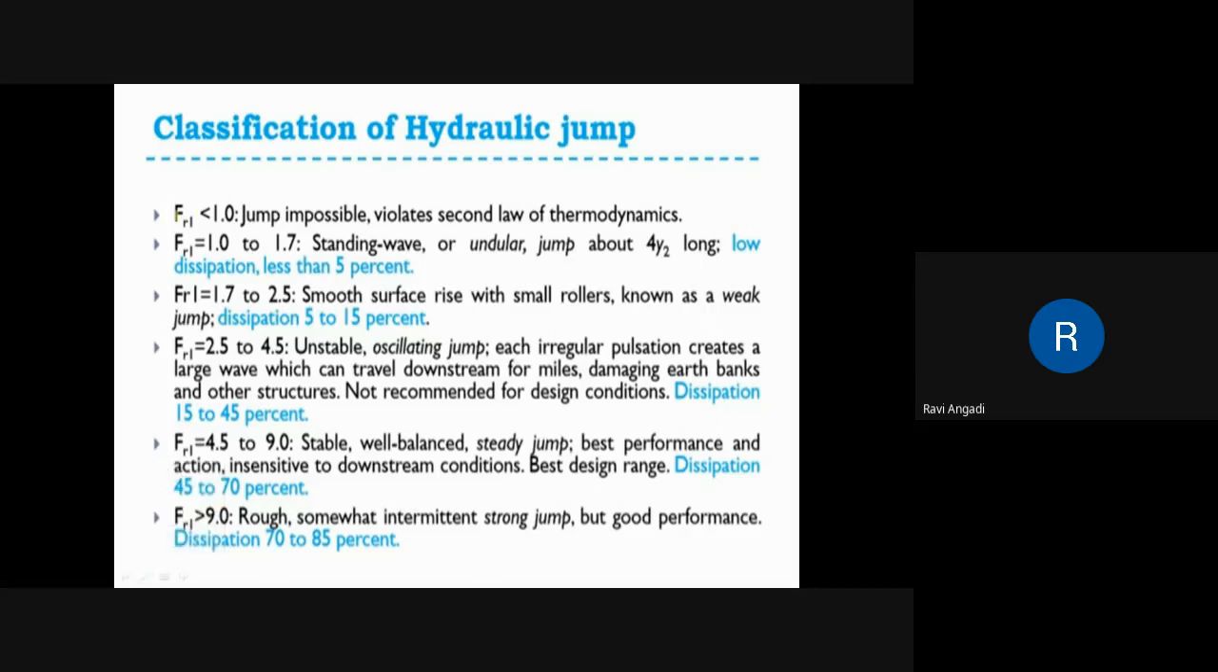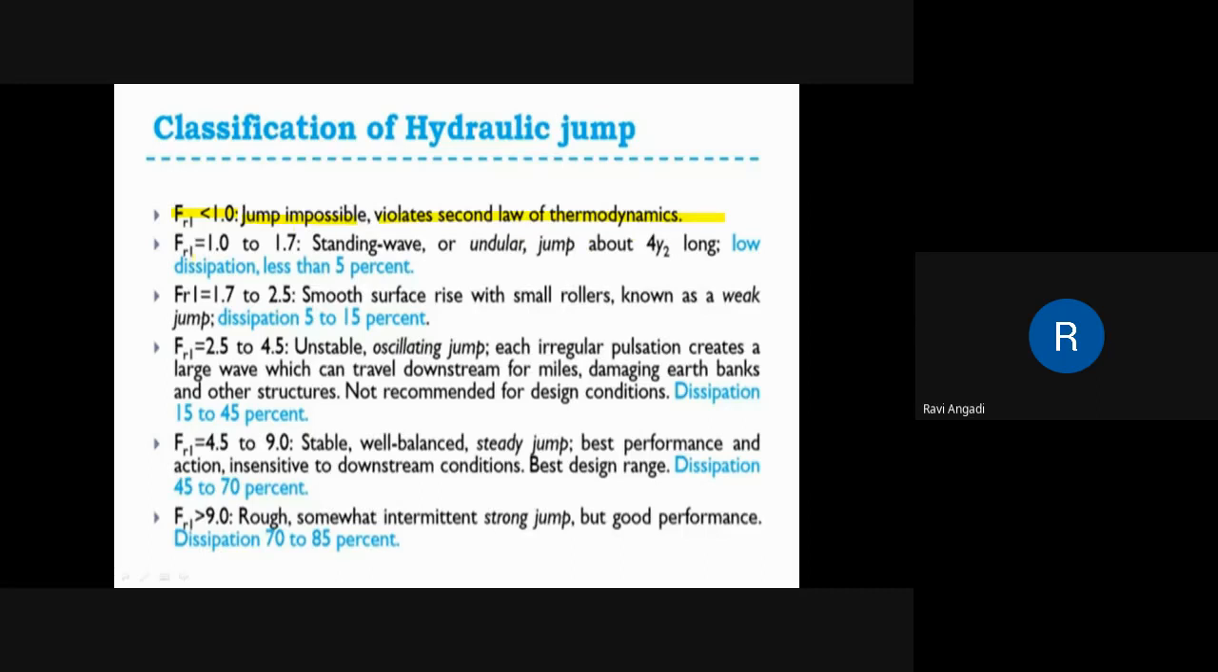Look at this one. The Froude number, if it is less than 1, what will happen? The jump is impossible. So Froude number is less than 1. What kind of flow do we get? Subcritical, right? Yes or no? So the jump is not possible. Hence, if the Froude number is less than 1, jump is impossible. It would violate the second law of thermodynamics. That will come. Okay, just to remember, jump is impossible.